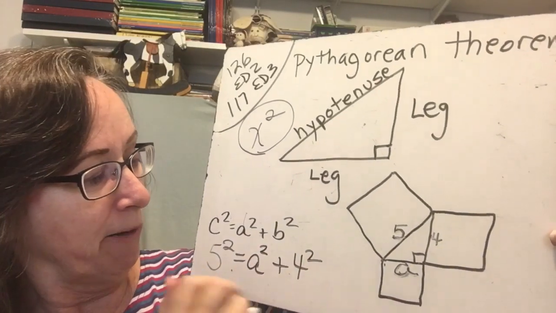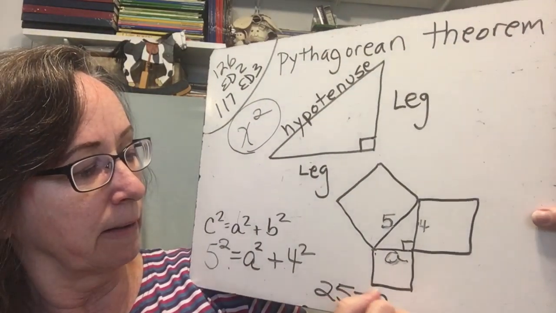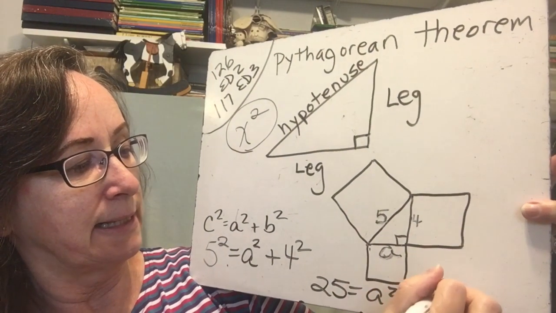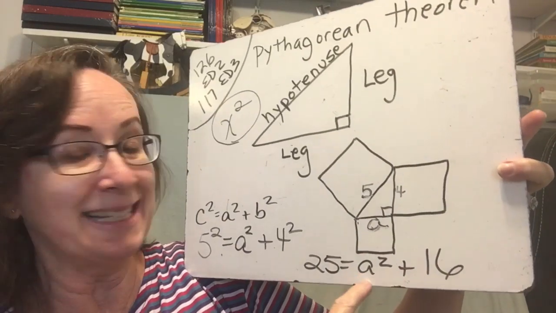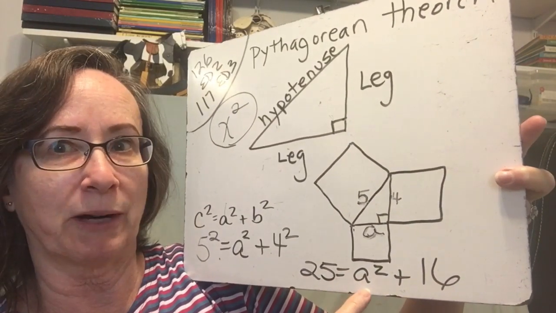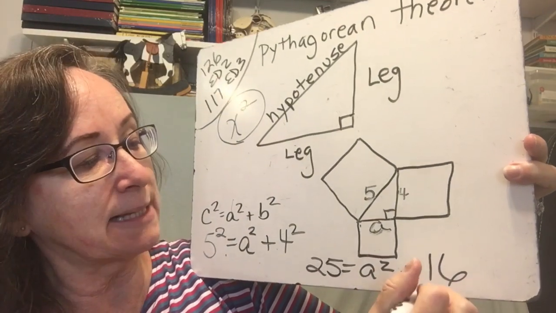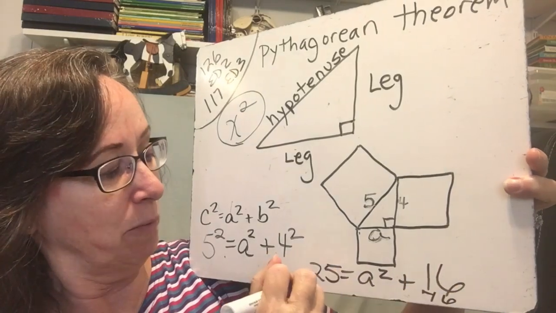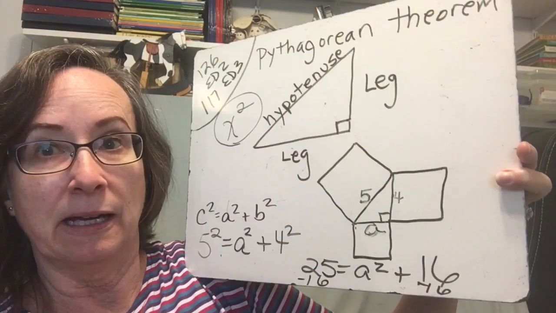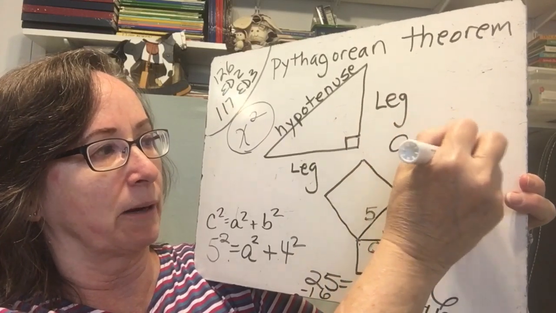So we end up with 25 is equal to a squared plus 16. Now, can I take away the 16 from both sides? Because I'm really trying to get the a squared by itself. So we're going to subtract 16 here, and we're going to subtract 16 here. And we end up with 9 equals a squared.